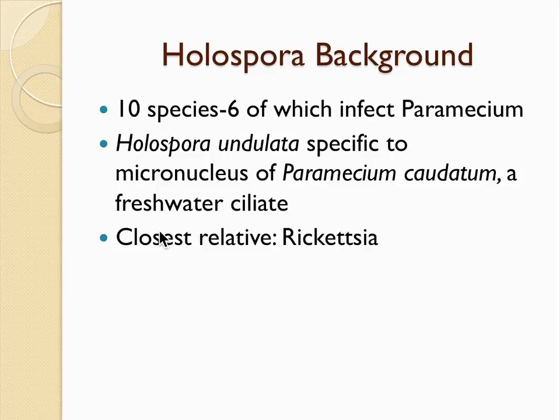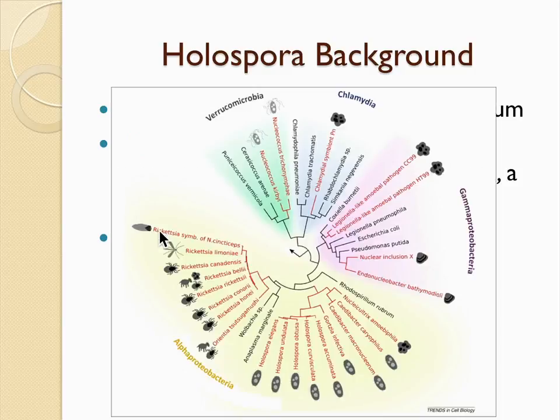of only Paramecium caudatum. And Paramecium are freshwater ciliates that I hope you've all learned enough about over the past few days in the Ciliate lectures if you've been attending. But so Holospora, their closest relative are Rickettsia, which are intracellular obligate pathogens.